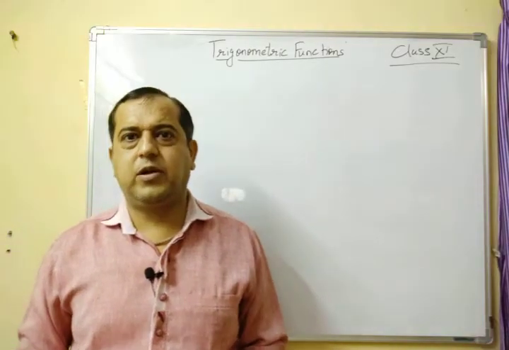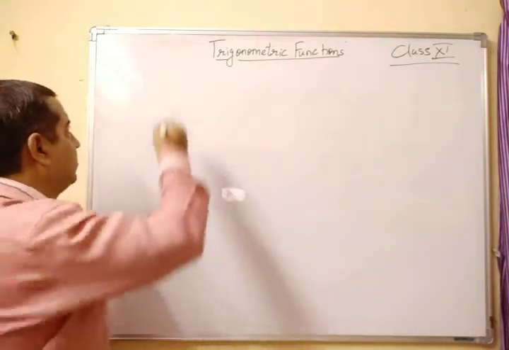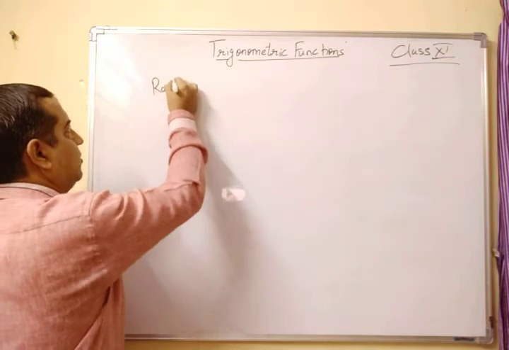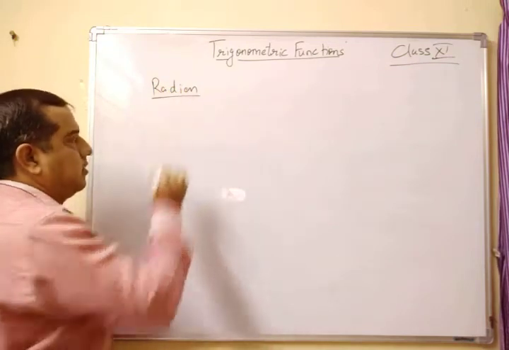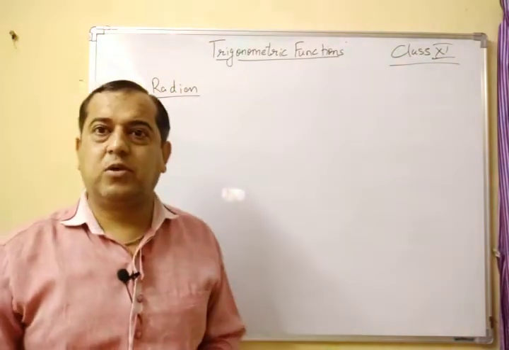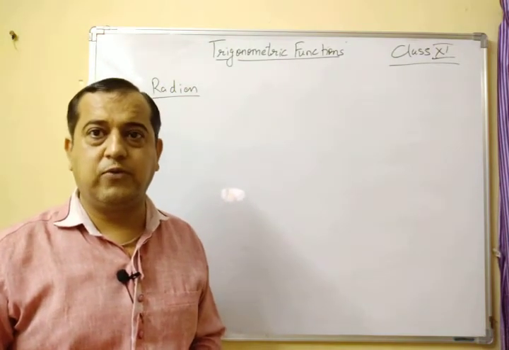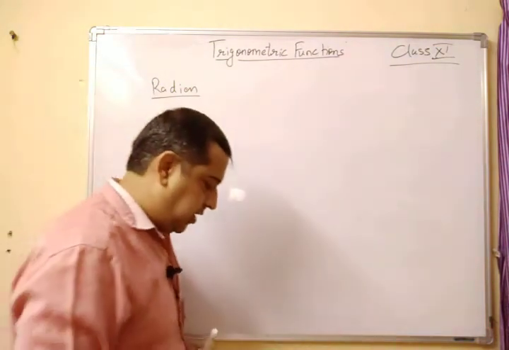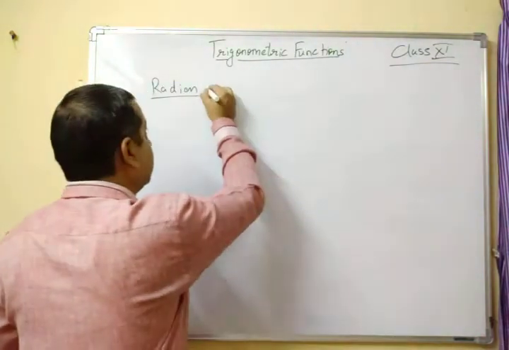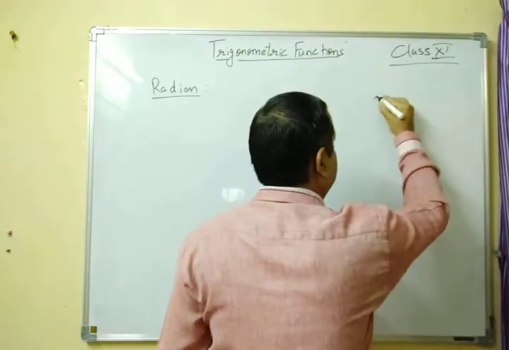Okay, proceeding further, we come to the second type of measurement of angle, and that is known as radian. Angle is measured in terms of degrees, and the other measurement is radians. Angle is also measured in terms of radians. Now, what is radian?